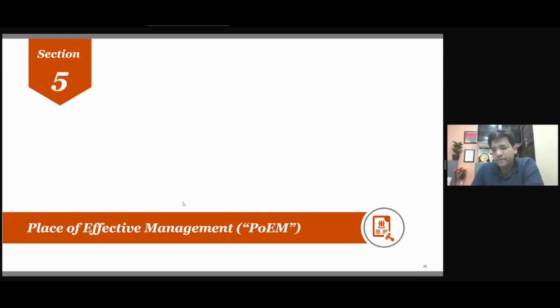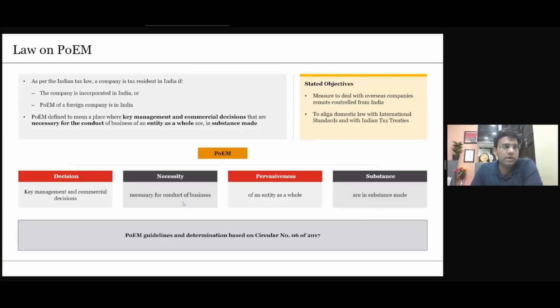So next, moving on to a very interesting concept, place of effective management. This is the concept we discussed initially while talking about residency. It is a very important concept for foreign companies which are operating in India. And clearly, no company wants to be treated as a resident of the other country. Usually, there is no such benefit. And that's where these principles are very much relevant.